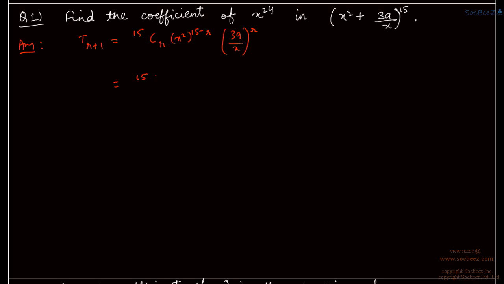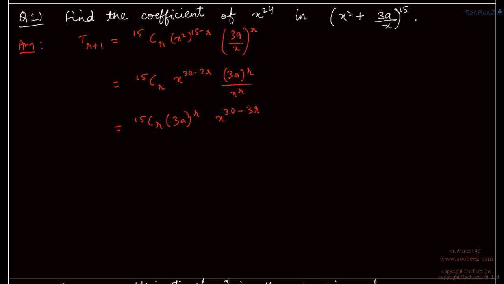This is equal to 15 cr x power 2 into 15 minus r, that is 30 minus 2r, into 3a power r, divided by x power r, or multiplied by x power minus r. So writing this in terms of x, we get x power 30 minus 2r, and dividing by x power r is still minus r only, so x power 30 minus 3r.